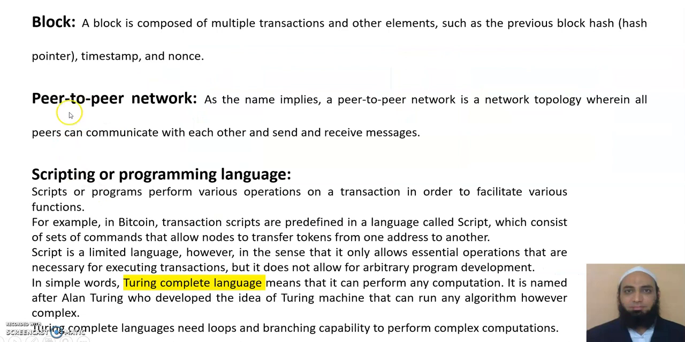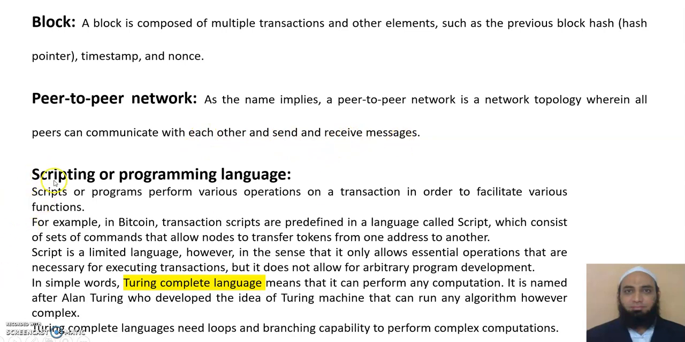Next, we will see the peer-to-peer network. As the name implies, a peer-to-peer network is a network topology wherein all peers can communicate with each other and send and receive messages. We all know this concept is from distributed systems, where one node is connected to another node. All peers have the privilege of sending and receiving messages.